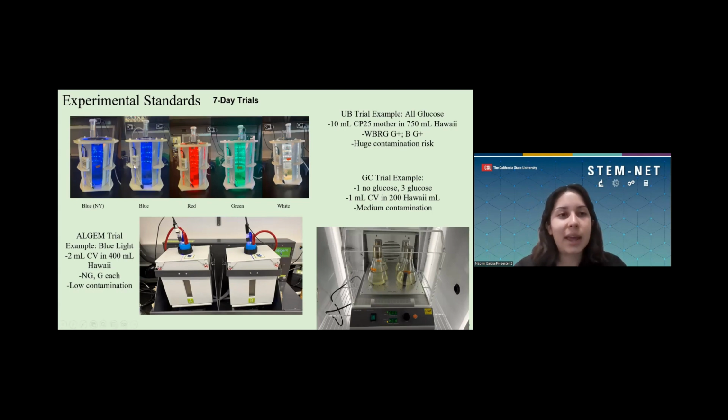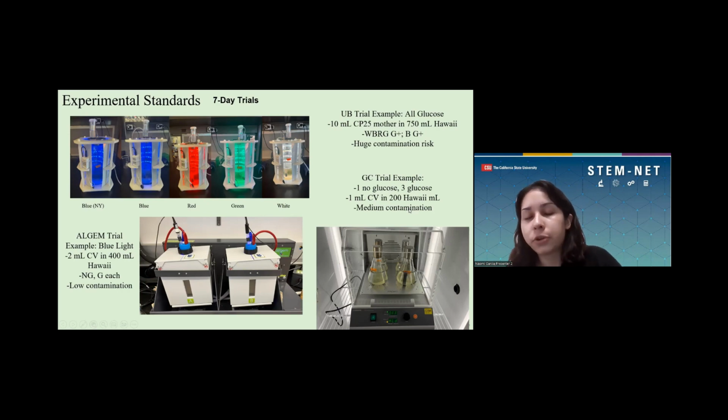Down here, we have the algal bioreactors. With these, we had 2 milliliters of the CV and 400 milliliters of the Hawaii media. One of them had glucose, and the one next to it had no glucose. Overall, we had low contamination with these because we were not even having to take samples every other day, so there was less opening the culture up to the environment to get contaminated. And then we also generated additional growth curves with the growth chamber apparatus, as we see in the lower right-hand corner.